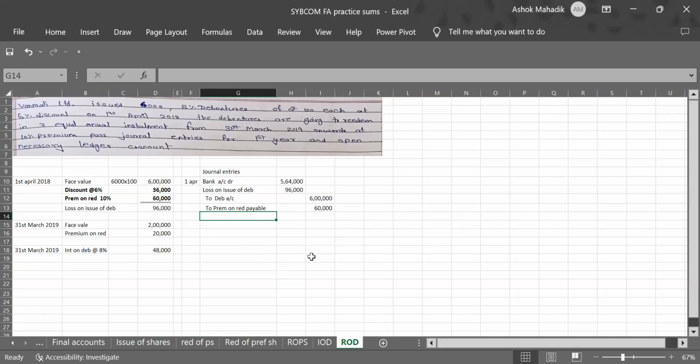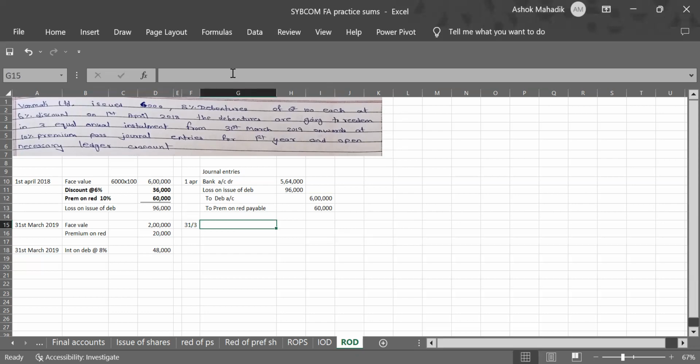Now we arrive at the year end. At the year end, what are we going to do? We are going to repay one-third of the debentures. So write the date, 31st March. I'll write 31st/3, limited on my space.